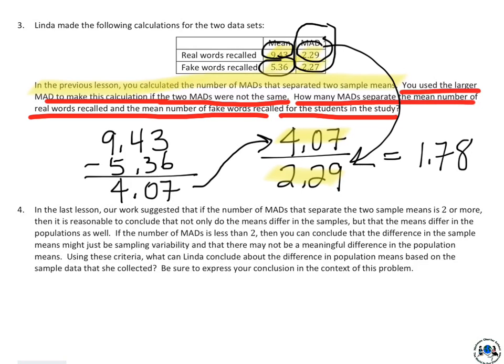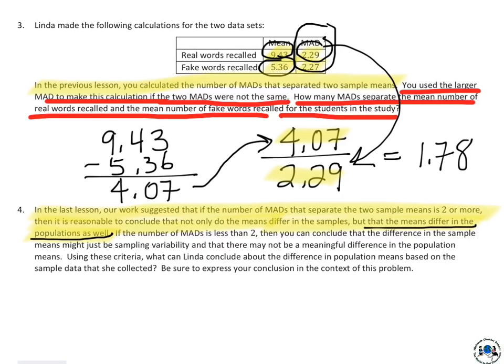All right, so in the last lesson, our work suggested that if the number of MADs that separate two sample means is 2 or more, then it is reasonable to conclude that not only do the means differ in the samples, but that the means differ in the populations as well. So what we're able, quote unquote, to do is to then extrapolate. Okay, so we can say that the means differ in the populations as well.